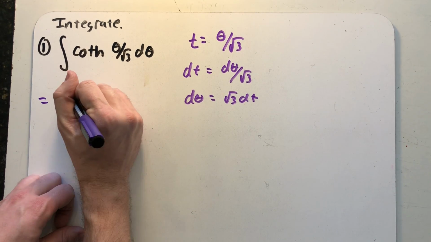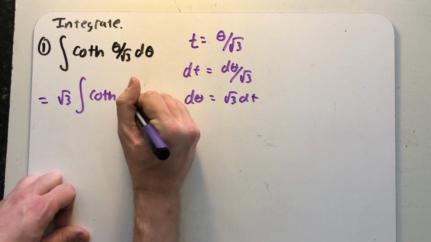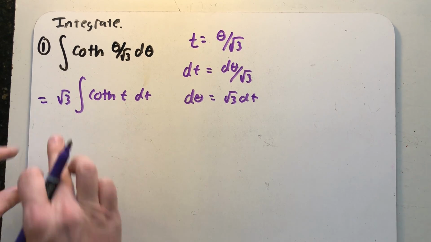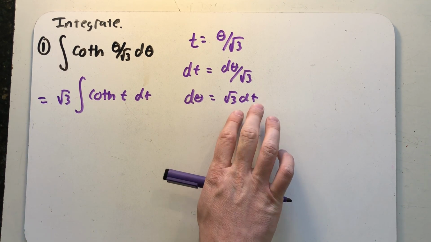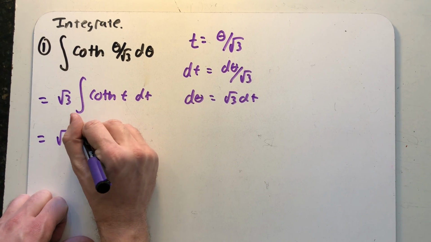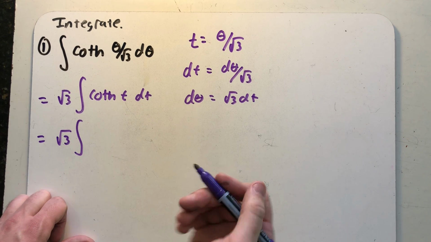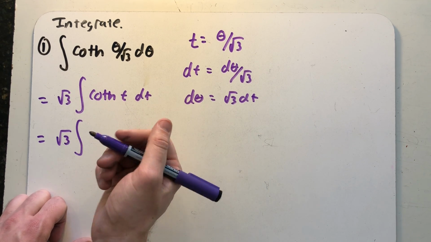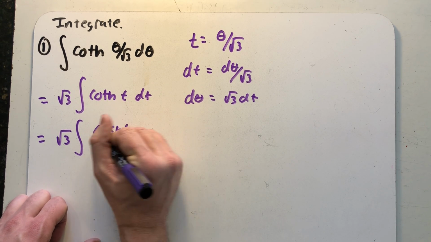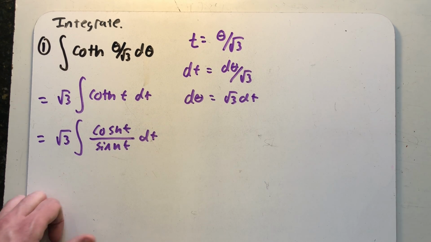Making our substitution, we'll get the hyperbolic cotangent of t dt, and I've pulled that root 3 out front that comes along with that dt. Well, off the top of my head, I don't know a rule for the antiderivative of the hyperbolic cotangent function. Some of you watching the video might actually know this one off the top of your head, and that's great. But since I don't, I'm going to rewrite this in terms of cosh and sinh.